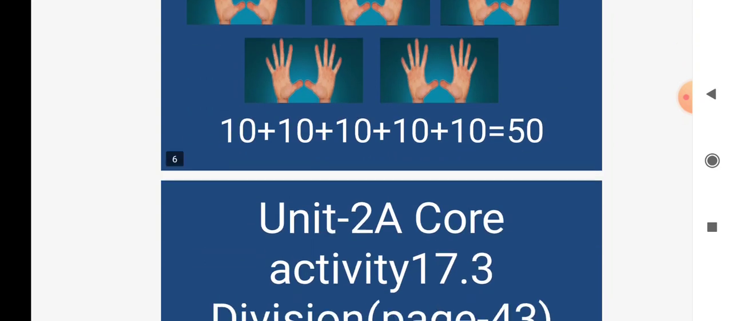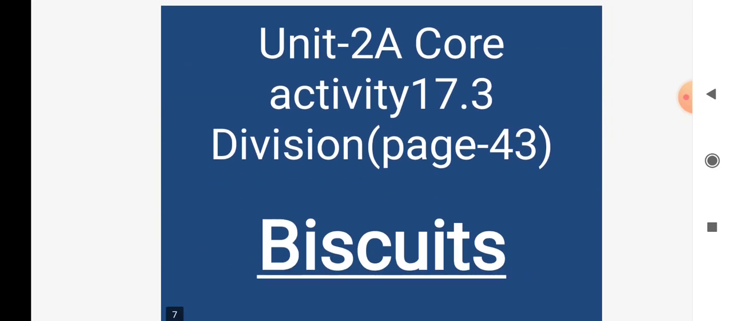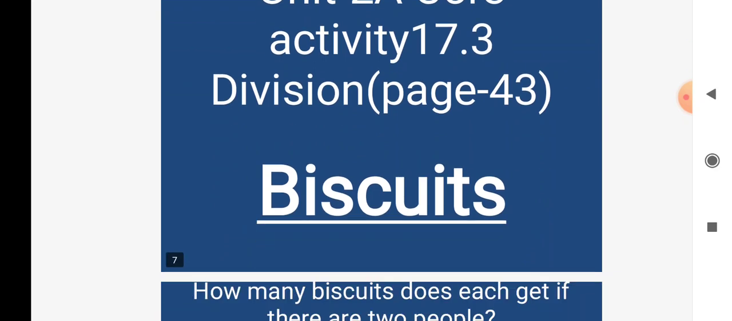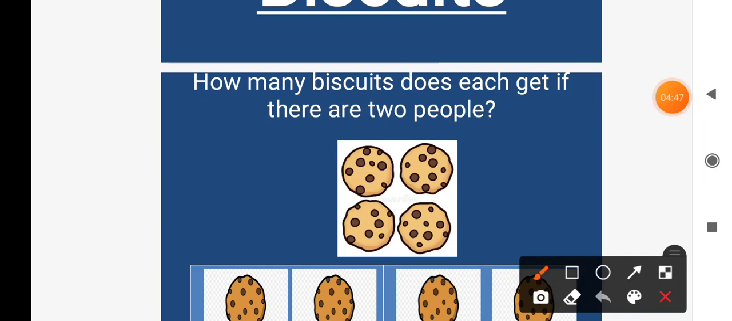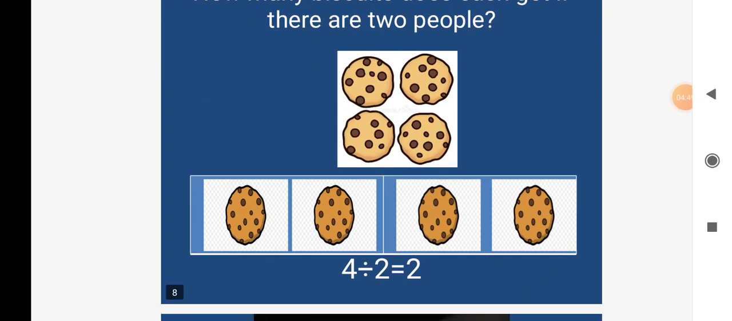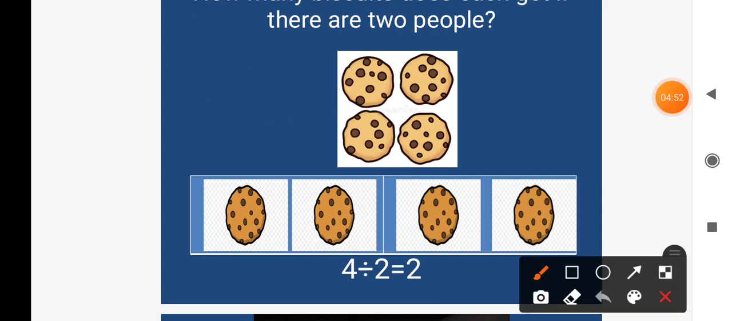Very good. Now, next we move on to the next page, Unit 2A, Core Activity 17.3, Division, page 43, Biscuits. Now, how many biscuits does each get if there are 2 people? See, 2 people are there and how we are going to divide this? Okay, let's start. So we will take this and this, we will keep it here for first person, we will take this and this and we will keep it for the second person. So two people will get two biscuits each.